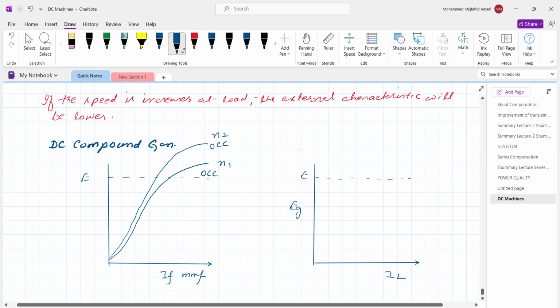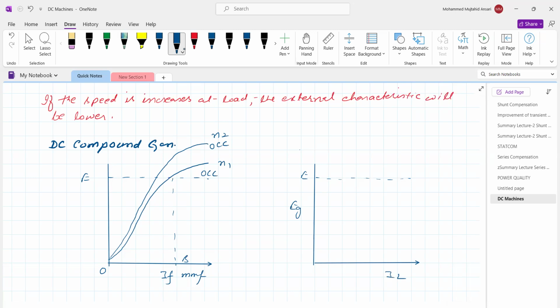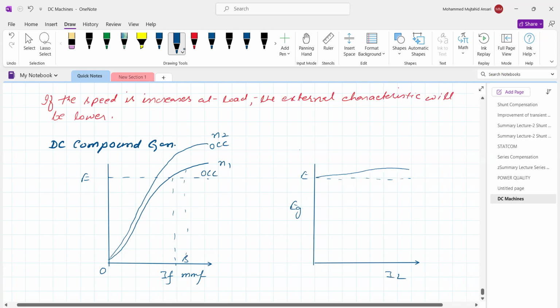Now, at some particular condition, for the first speed, this is the field MMF required, OB, similar to before. But again, the flux is saturated. And if it is a cumulative compound generator, the flux is going to increase. So we will find there is an increase in terminal voltage at N1.